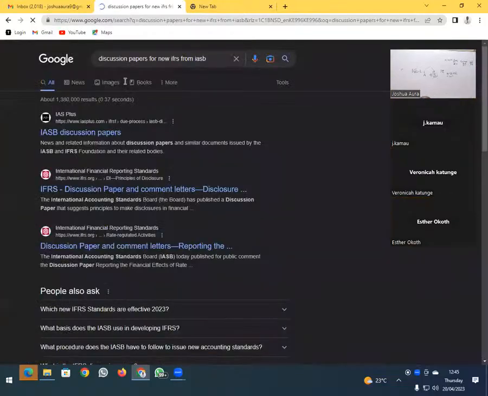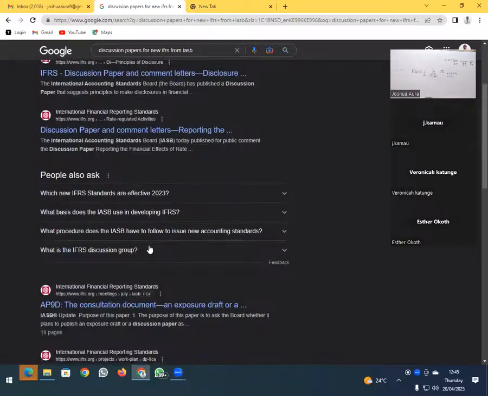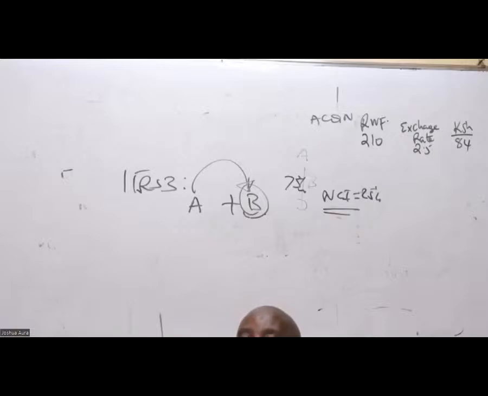So ukienda hapo, you see, like now here we have IFRS discussion papers and the comment letters. These are for what these guys are planning to produce. Like now they are really planning to produce so many standards on environmental matters. They've already created a new body. So there must be a discussion paper that is produced. So the board, through its technical committee, will come up with a discussion paper that they will circulate to all member bodies, including Commonwealth, and put on their website.